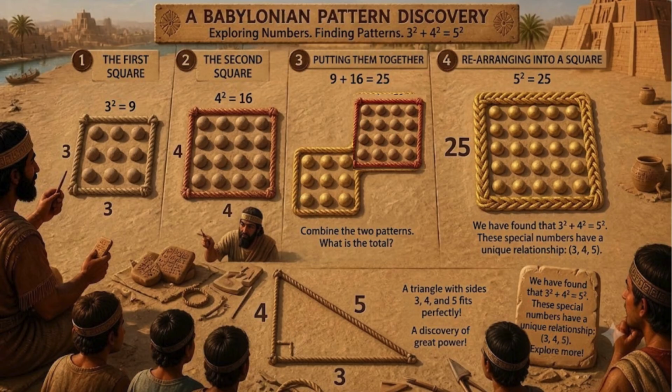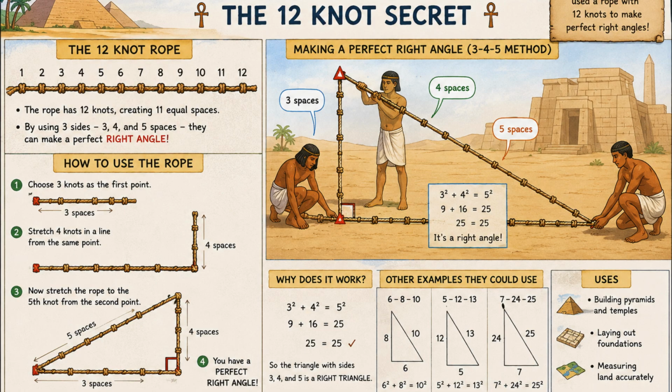Build a square on the side of length 3. Area 9. Build another on the side of length 4. Area 16. Add them together. 9 plus 16 equals 25. And 25 is exactly 5 squared, the biggest square. This means the area of the two smaller squares is exactly equal to the area of the largest square.